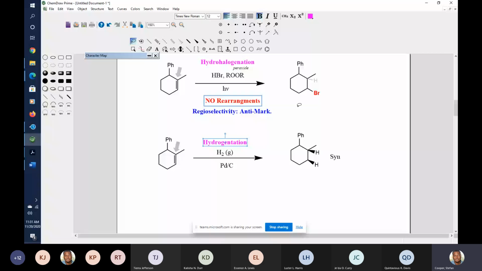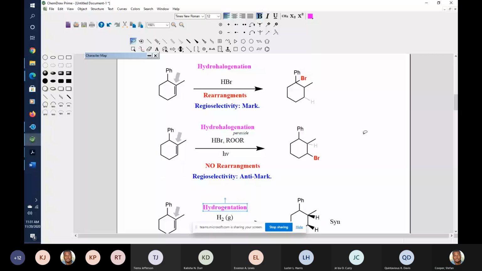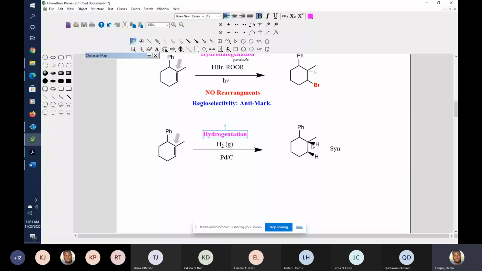So if the bromine goes to the least substituted side, we say anti. If it goes to the more substituted side, we say Markovnikov. In this case here, both carbons are getting the same atom. So I can't tell which one is heavier. They're the same thing.